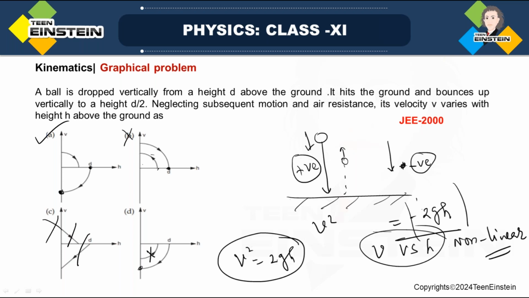But just after the collision, what happens? Just after the collision, the velocity changes its direction with a certain initial value that will not be 0 at that time. Now it is going upwards, but up to D by 2 it could go, and then velocity becomes 0. So this is actually the answer. Option A will be the correct answer for this question.